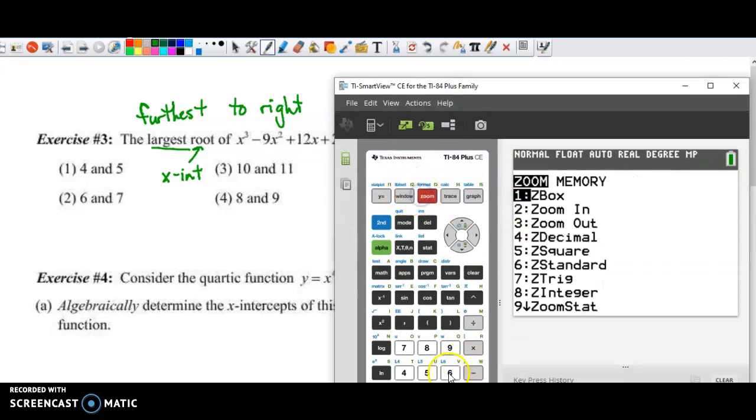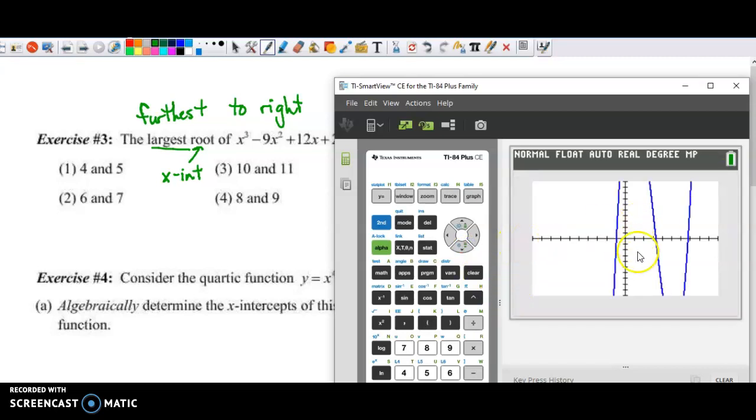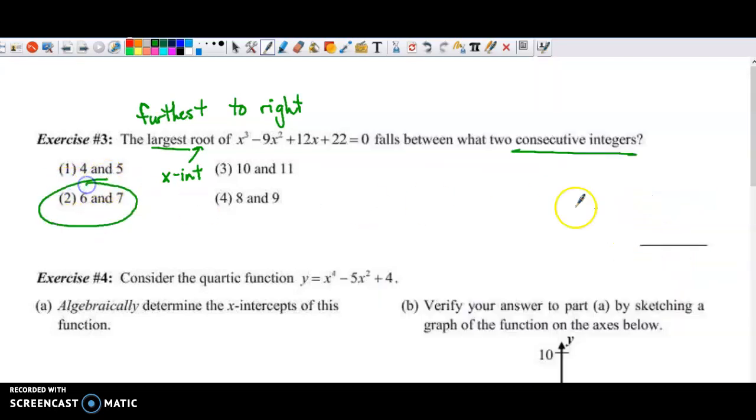So if I hit zoom 6, the 6 option down, I'll get back to the standard window, but it might not satisfy where the roots are. So I want furthest to the right, and I'm just going to count over 1, 2, 3, 4, 5, 6, 7. So between 6 and 7.